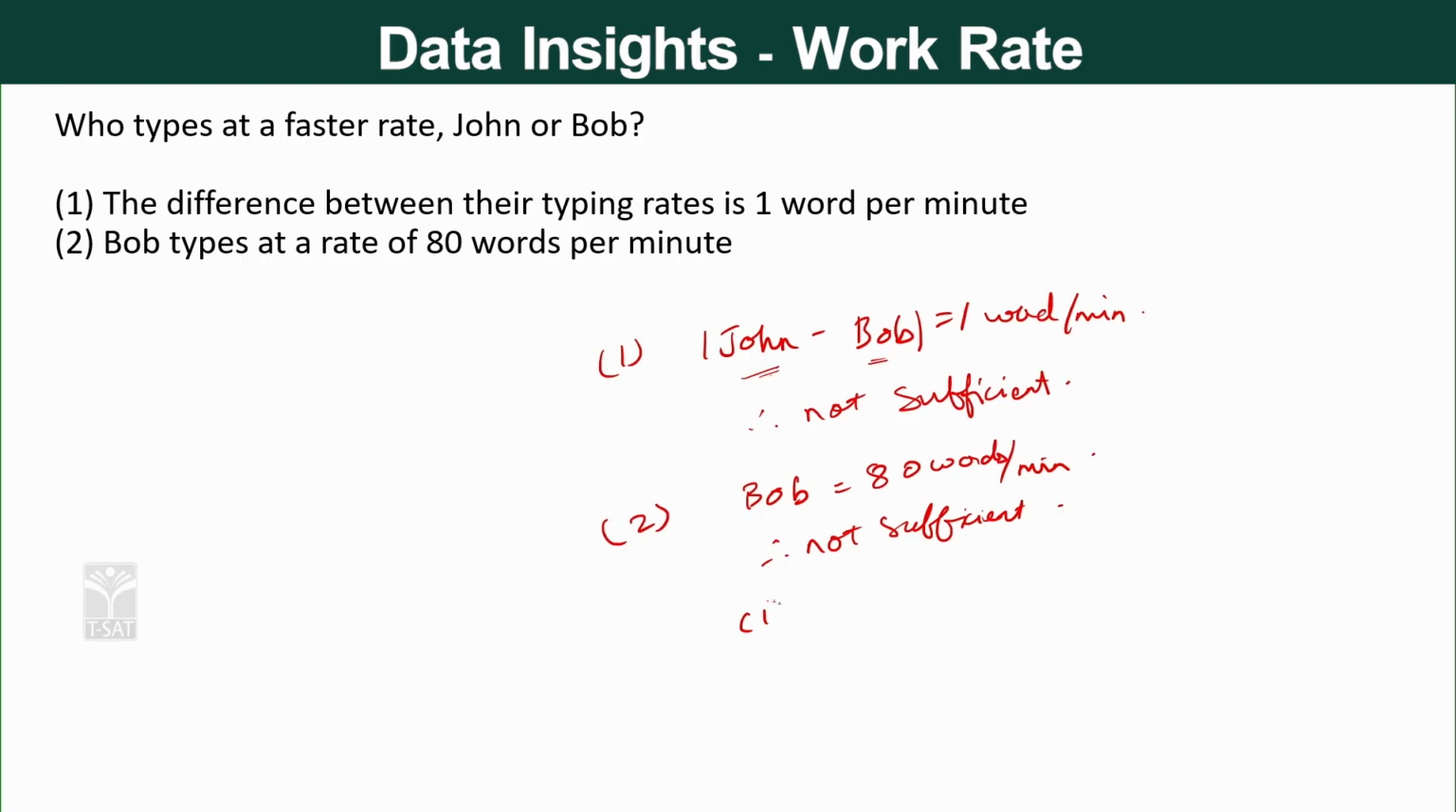When you combine statement 1 with statement 2, we still do not know. We know that Bob is equal to 80, but we do not know whether John is 79 words per minute or 81 words per minute. It can be both, just the difference has to be 1 word per minute. So, from the difference you cannot calculate who was faster. Therefore, this information together is also not sufficient to answer the question, and that makes the answer option E, statements 1 and 2 together are also not sufficient to answer the question.